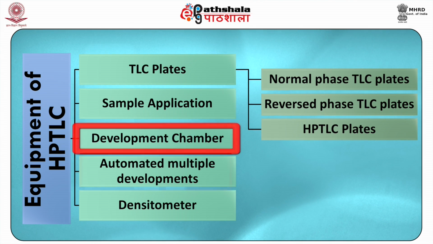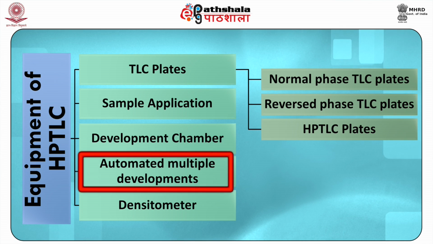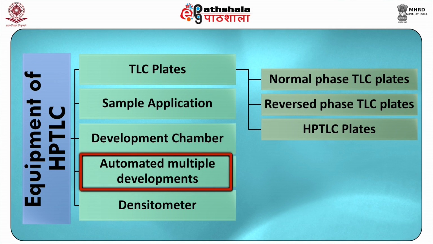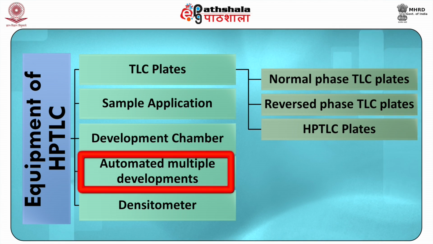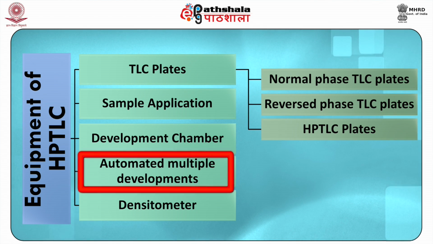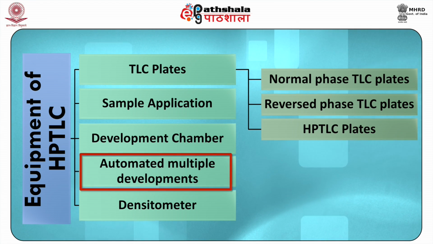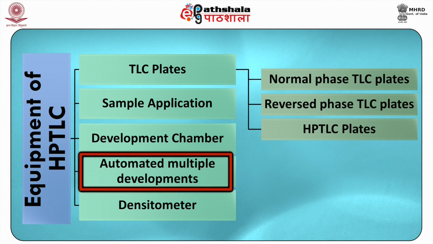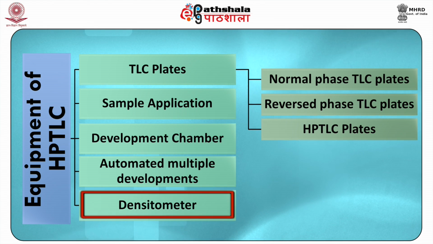Next is automated multiple development, that is AMD. The advantage of multiple development is that it is helpful in improving the separation of analytes with low RF values. In the AMD procedure, fractions are focused into narrow bands with a characteristic peak width of about 1 mm, so that on an available separation distance of 80 mm on a HPTLC plate, up to 40 constituents can be resolved, that is with baseline separation. Next is the scanner or the densitometer.